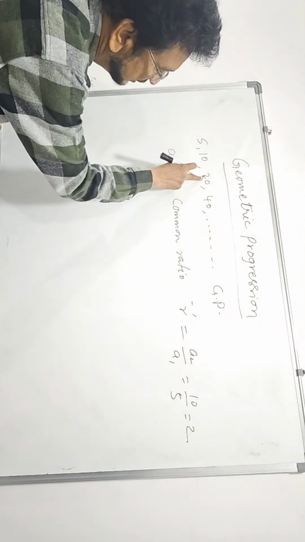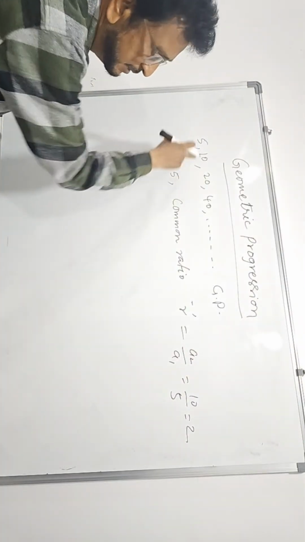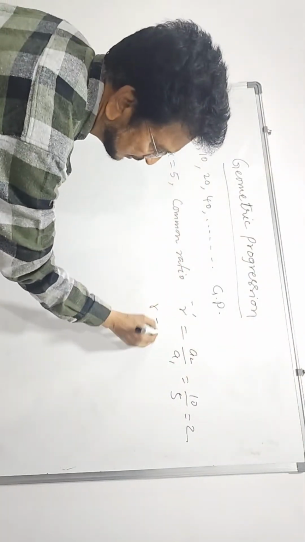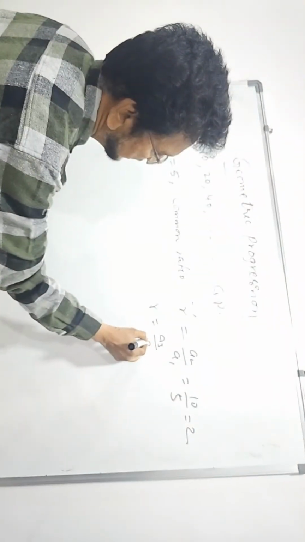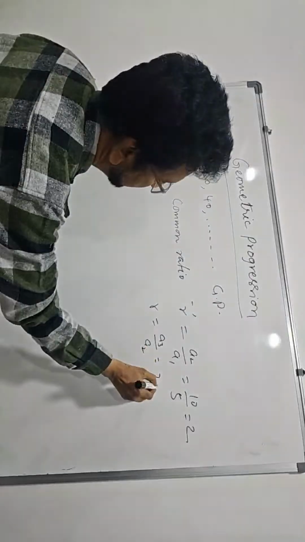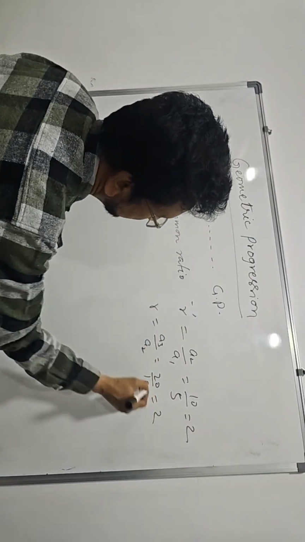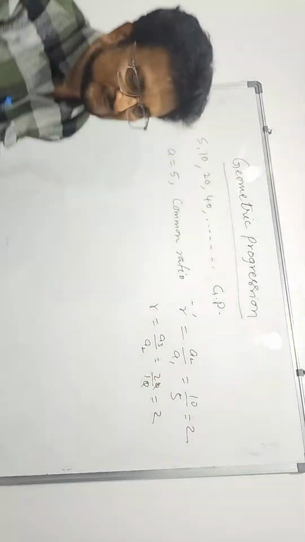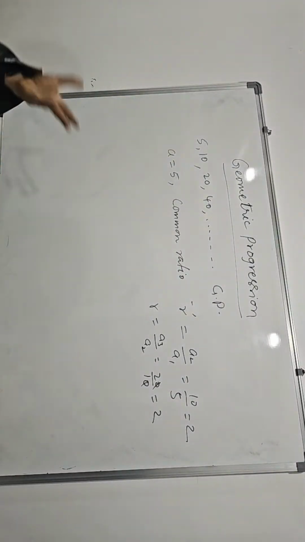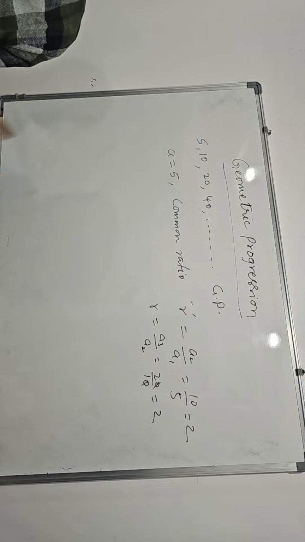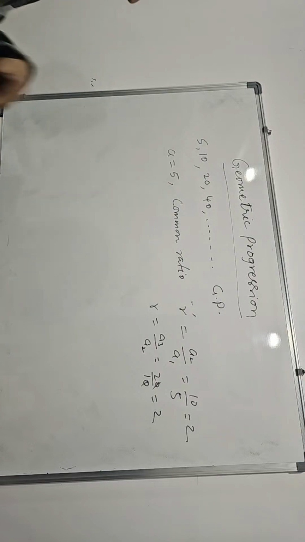Now, the third term A3 by the second term A2, 20 by 10, also gives you the same answer, 2. This is called the fixed ratio r. Instead of d in arithmetic progression, in geometric progression we have r. In AP we have d, the difference; here, the ratio.